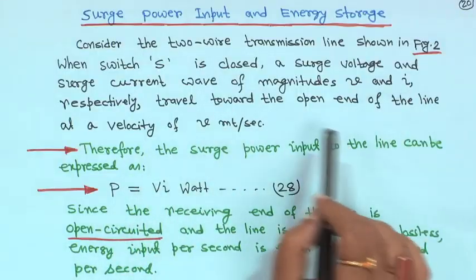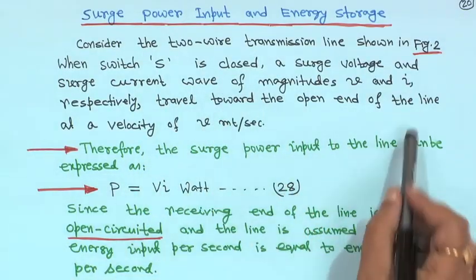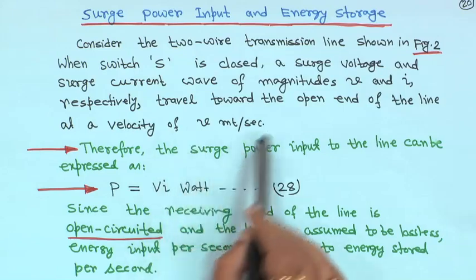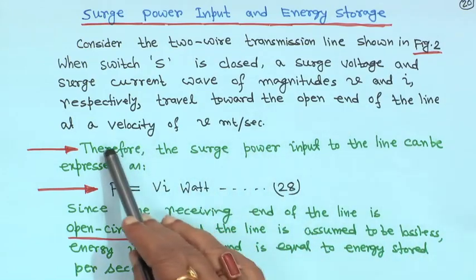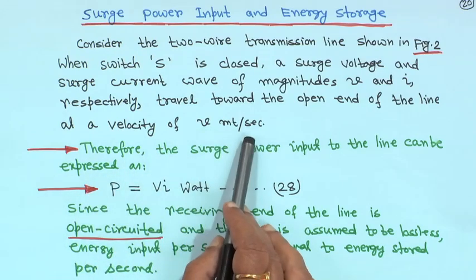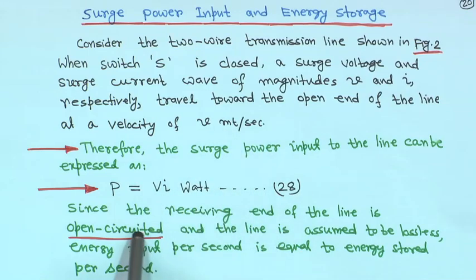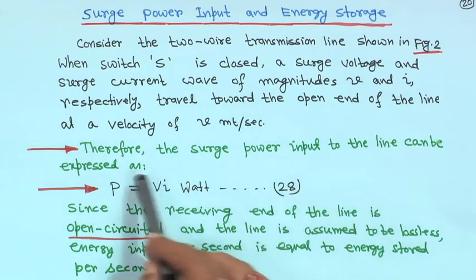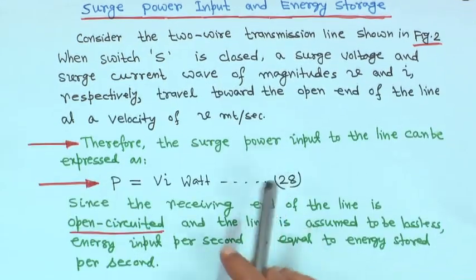Surge power input to an energy storage. You consider the same 2 wire line shown in figure 2, which I have already shown you. When switch S is closed, a surge voltage and surge current wave of magnitudes V and I respectively travel toward the open end of the line, the receiving end, at a velocity v meters per second. Therefore, the surge power input to the line can be expressed as P is equal to V into I watts.